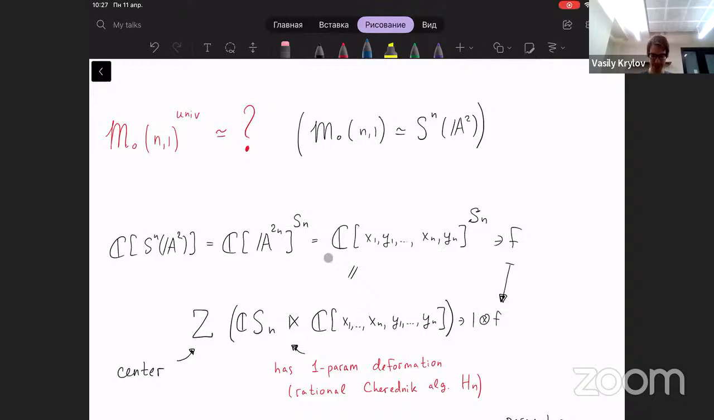One way to think about this algebra is as the center of the following semi-direct product. You can consider the group algebra of Sn and take the semi-direct product of it with the functions C of x1, ..., xn, and y1, ..., yn. Then the invariants are just the center of this algebra.